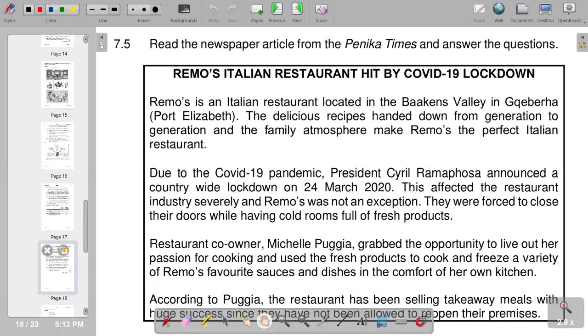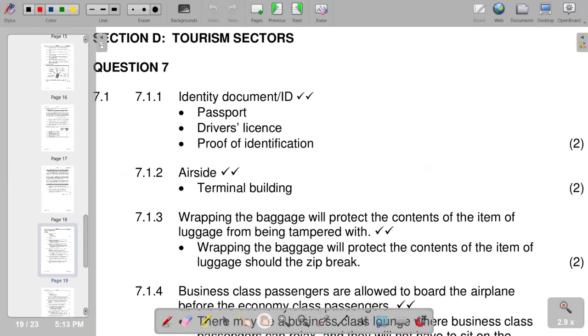So we have them as mentioned in our other section: identity document, passport, driver's license, proof of identification.